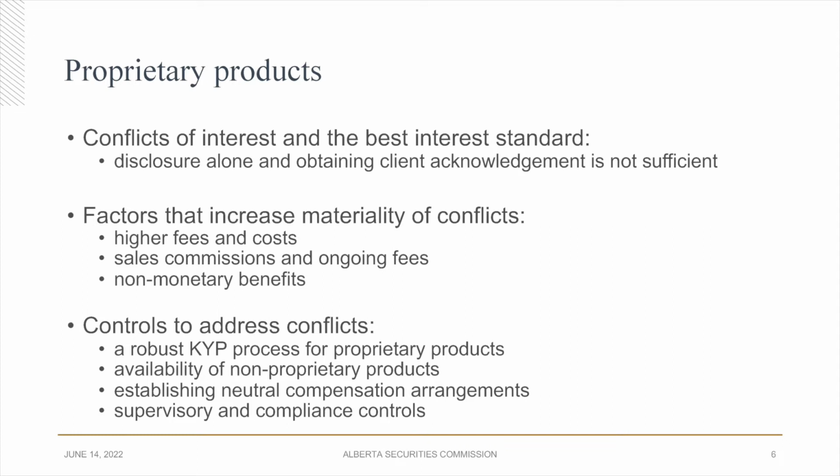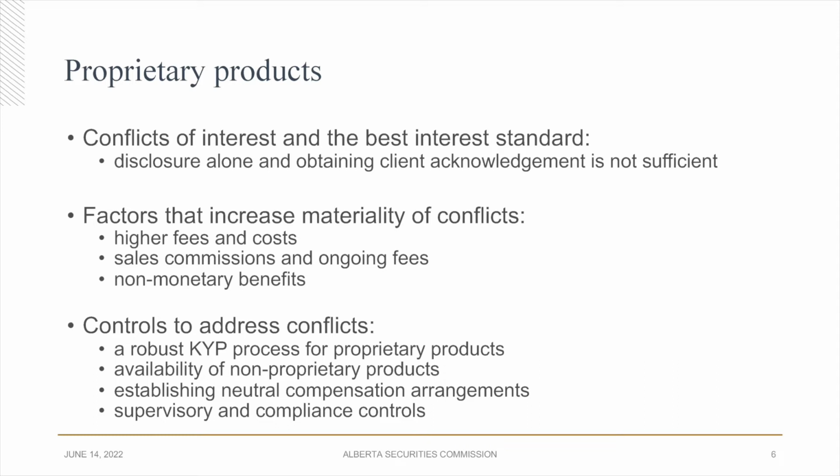For conflicts that the firm chooses not to avoid or cannot avoid, how can such conflicts be managed? The companion policy to 31103 provides several examples of management. In the context of proprietary products, this slide shows 4 effective management techniques. 1, having the same robust KYP due diligence process as for non-proprietary products. 2, making non-proprietary products available on the firm's shelf. 3, limiting monetary and non-monetary benefits that could bias recommendations toward proprietary products.